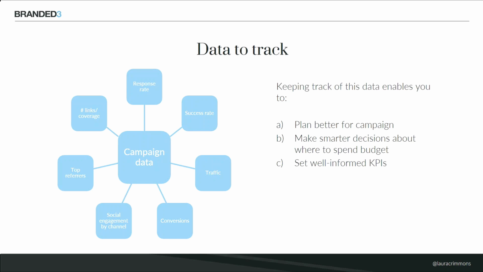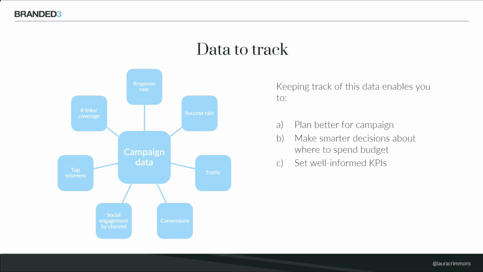Traffic and conversions, top referrers, really useful in terms of making smarter decisions about where to spend budget. If you look at the social engagement by channel and the top referrers, you can start to think about, if you are going to put budget behind social promotion, look at where it worked for campaigns previously and then spend more in those areas. Don't invest where you're not going to get the engagement.